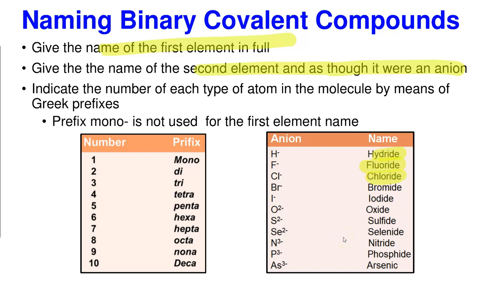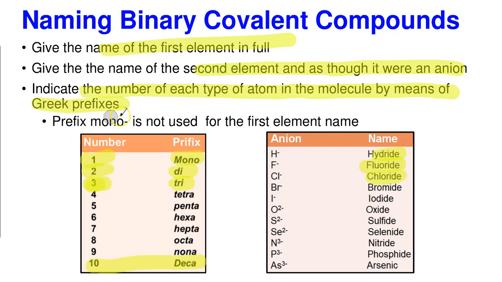So we still use that as we used in our ionic bond. But what differs now is that we have to indicate the number of each type of atom that is present in the molecule by means of Greek prefixes. These Greek prefixes, it is your responsibility to memorize them. 1 is for mono, 2 is for di, 3 is for tri, until you get 10 is for deca. So you should be able to memorize all this.